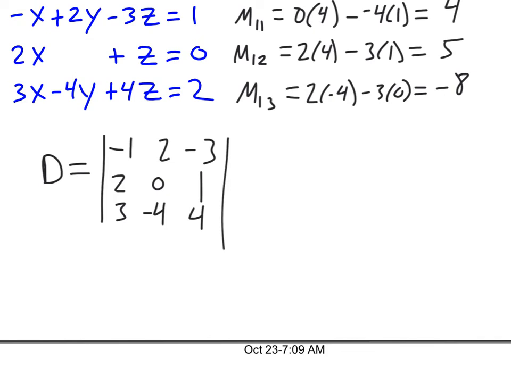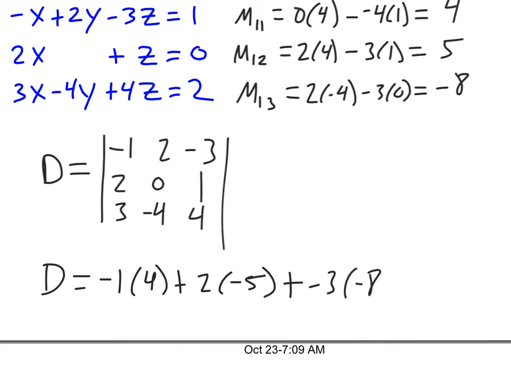Let's seal the deal here and get D, which will be -1 times 4 plus 2 times -5 plus -3 times -8. And there we go. Okay? Remember that. We're going to need it. D is 10. Okay? D is 10.